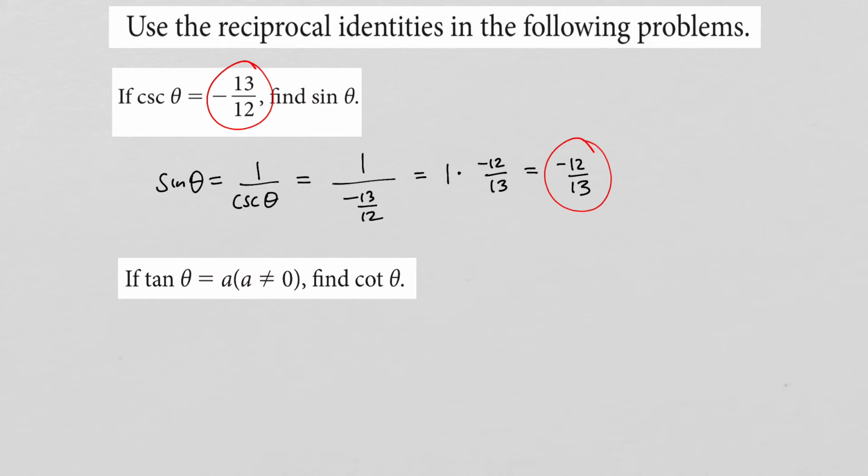In the second one, it says if tangent of theta is equal to a, and a is not 0, then find the cotangent of theta. Well, cotangent of theta is 1 divided by tangent of theta. That's the reciprocal identity. But if tangent of theta is equal to a, then cotangent is going to be 1 divided by a. And that's all we can do there. And again, this is okay because they tell us that a is not 0, right? Because we cannot plug 0 in the denominator there.